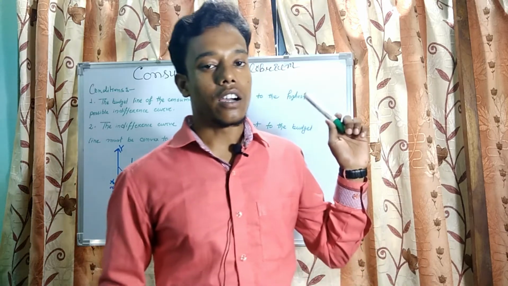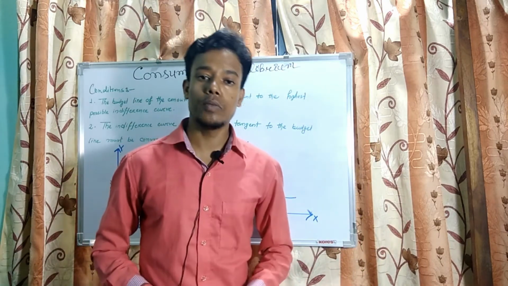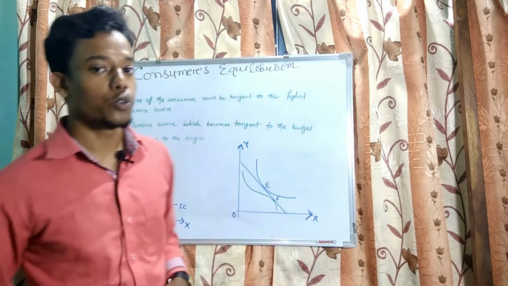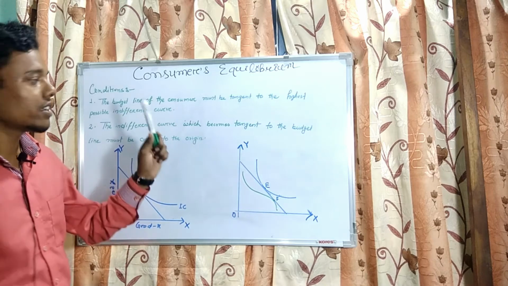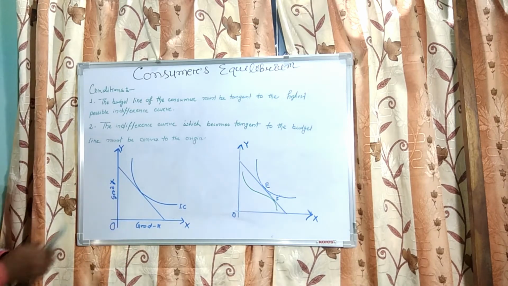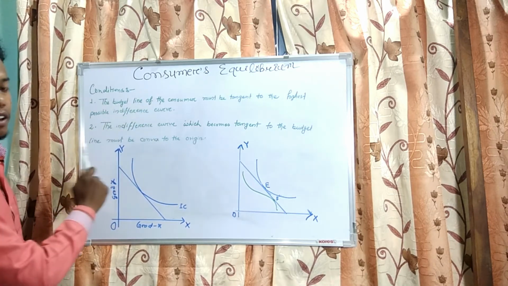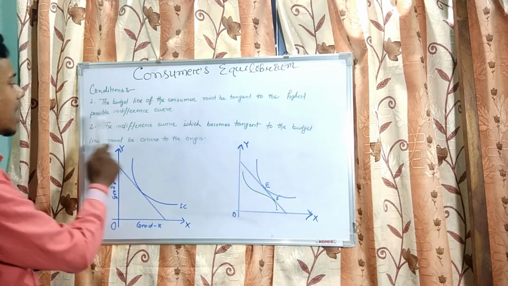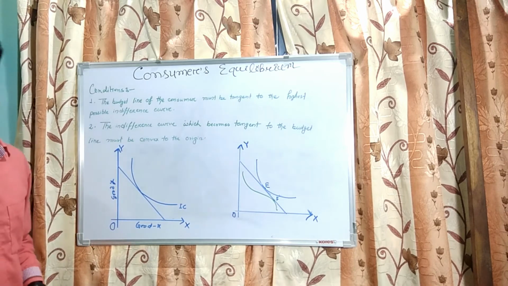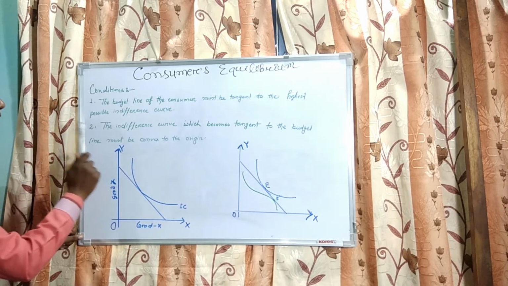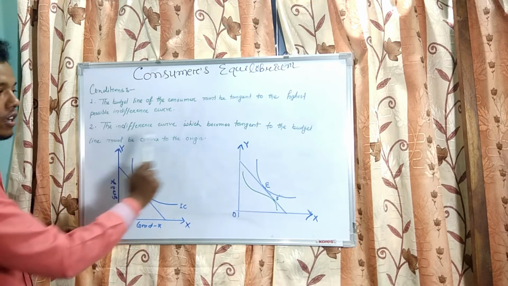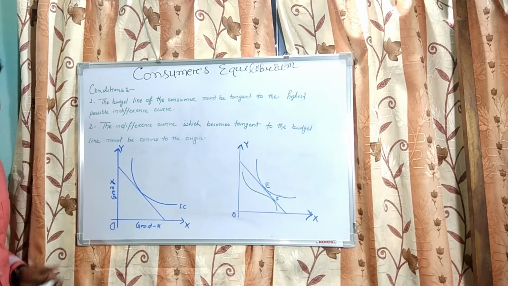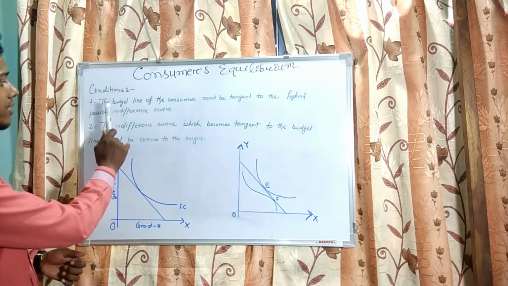So to attain the equilibrium position, two conditions should be fulfilled. Here the two conditions are written. Number one, the budget line of the consumer must be tangent to the highest possible indifference curve, and the second one, the indifference curve which becomes tangent to the budget line must be convex to the origin. Now we are going to discuss the first condition.